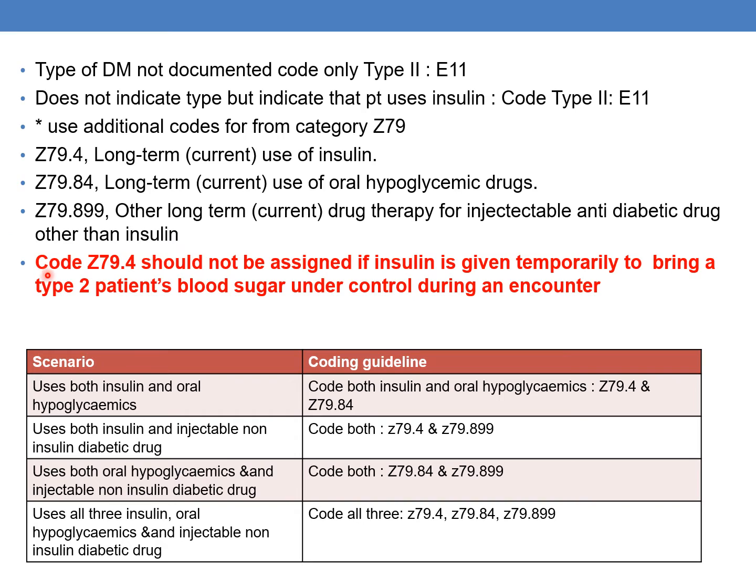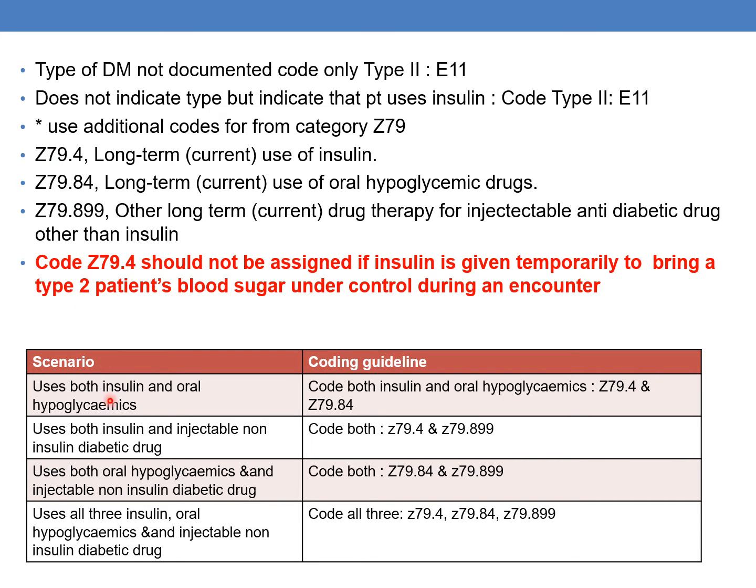One more important point is code Z79.4, that is nothing but long-term use of insulin. The name itself indicates long-term. It should not be assigned if insulin is given temporarily to bring a type 2 patient's blood sugar level under control during an encounter. And there are certain guidelines for using these codes.